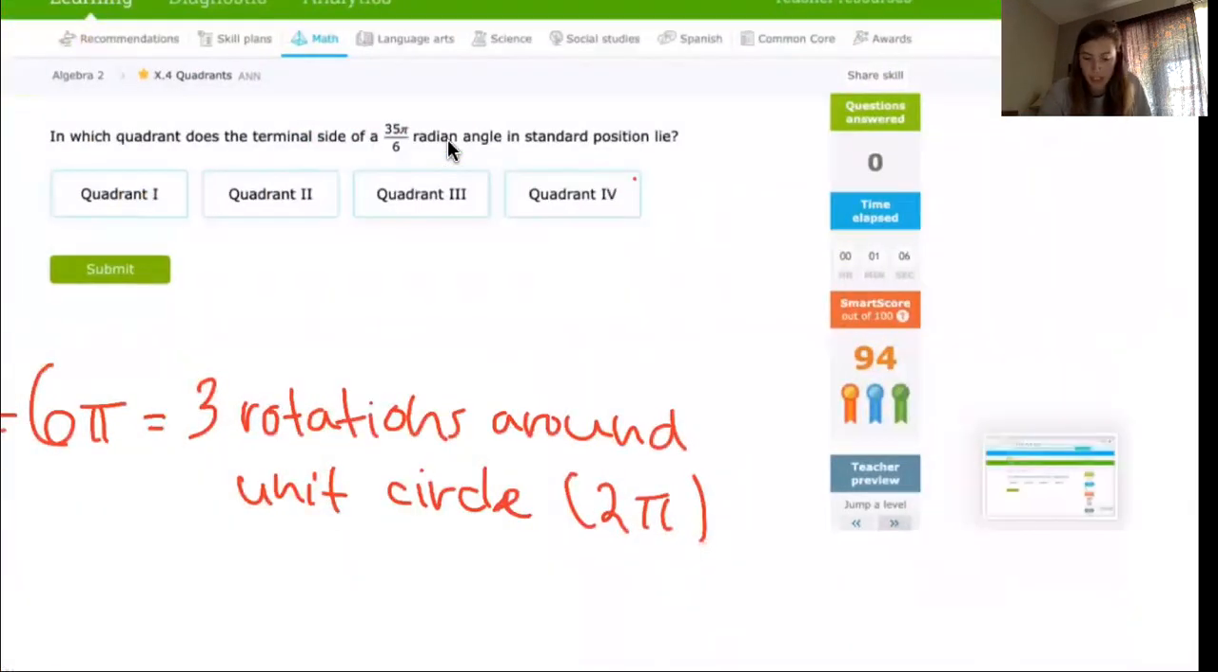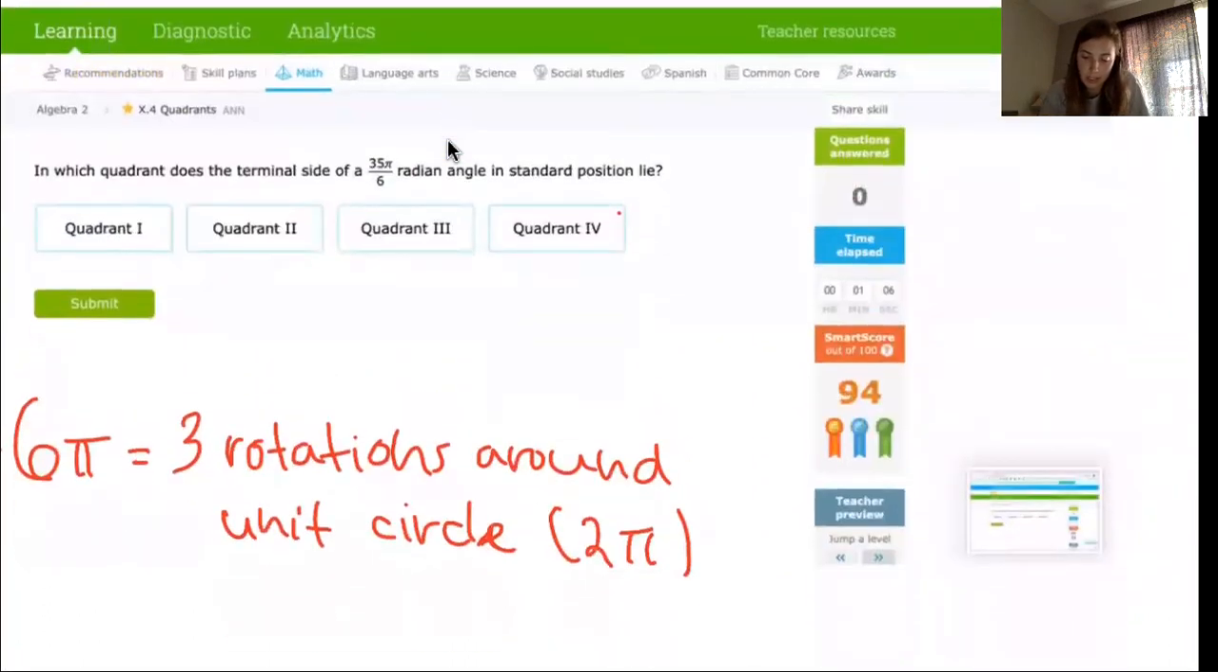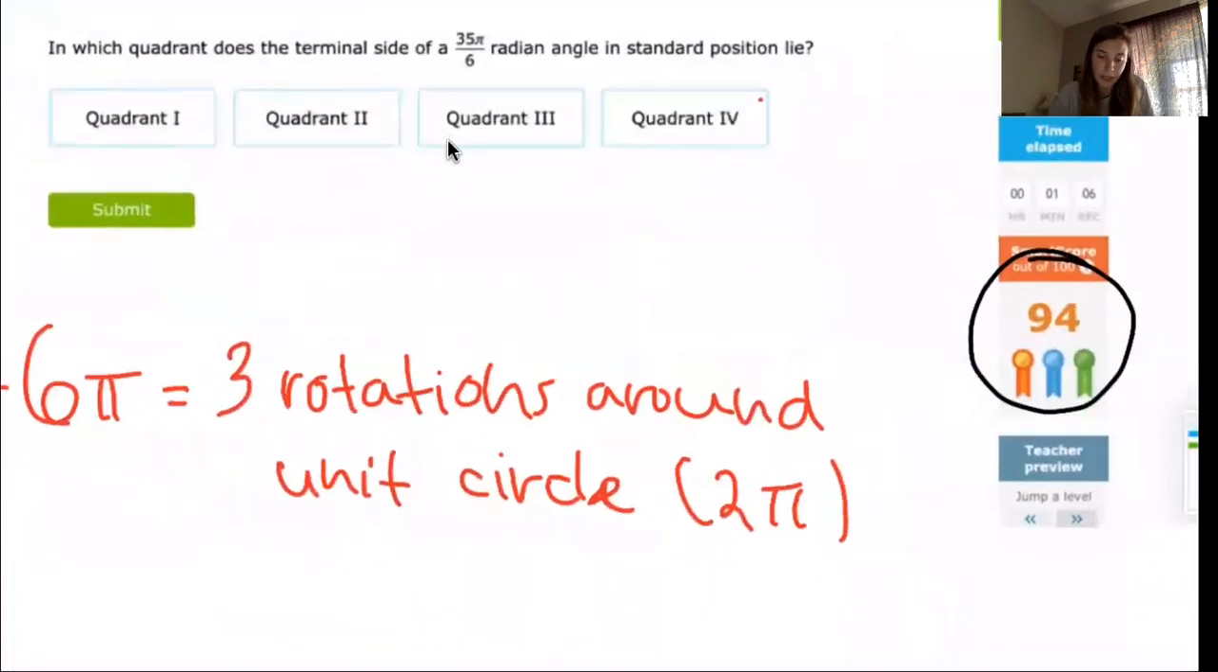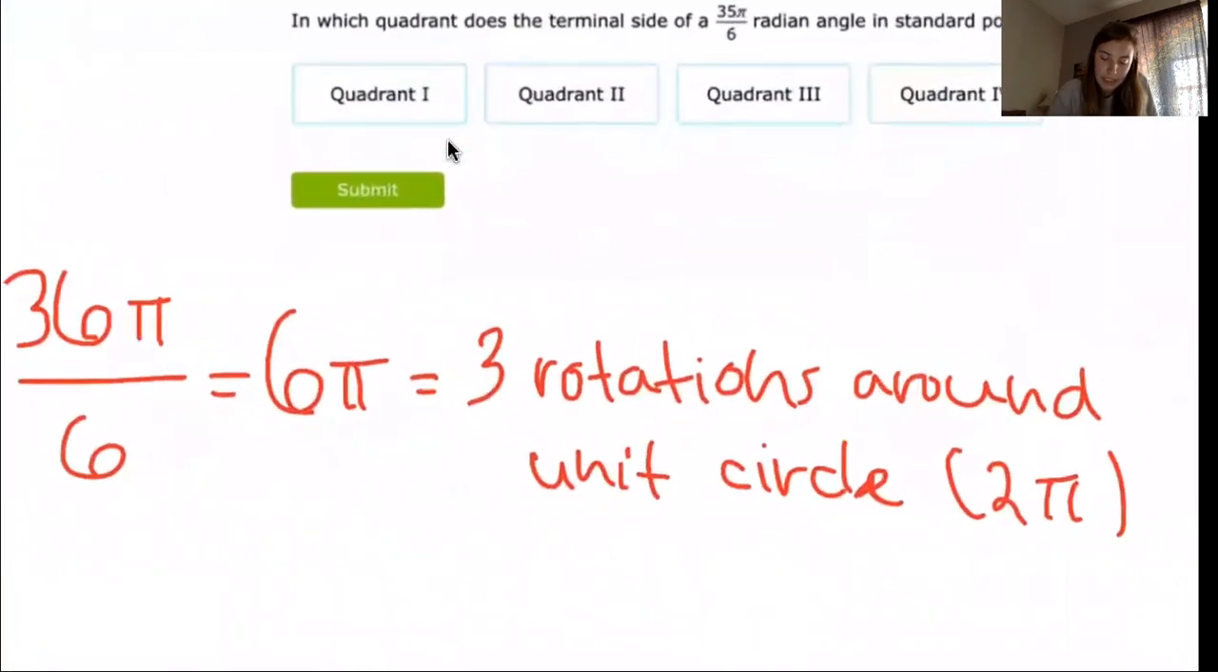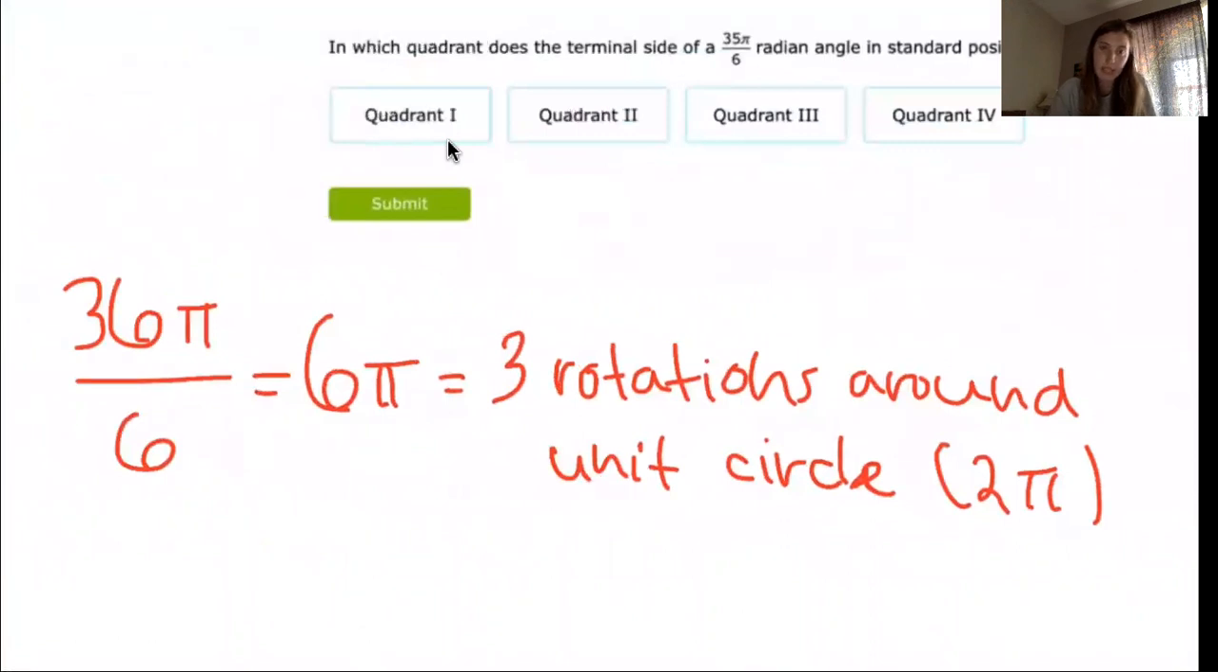Okay, 35 pi over 6. This one is tricky. You probably won't get one this hard on your IXL, because if you look, this was in the 90s, and you guys don't have to go that far. But I'll show you how to do it anyway. 35 pi over 6. I'm going to do some mental math here. I know that 36 pi over 6 is the same thing as 6 pi, if I reduce that fraction.